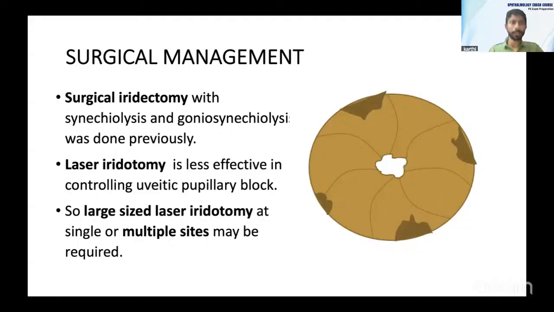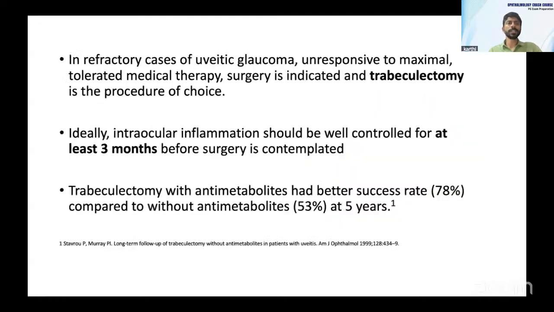In case of iris bombe and posterior synechiae formation, initially they were doing surgical iridectomy, but now laser iridotomy is being used. Because of inflammation, the laser iridotomy can close, so we have to make a large iridotomy at multiple sites to prevent spontaneous closure. In refractory cases of uveitic glaucoma, unresponsive to maximum tolerable medical therapy, surgery is indicated. Trabeculectomy is the first procedure of choice.